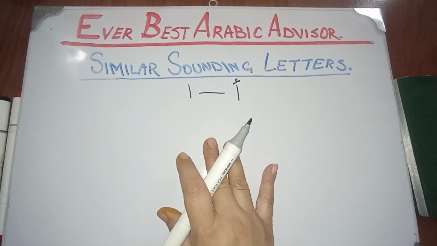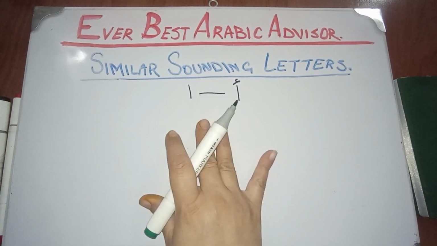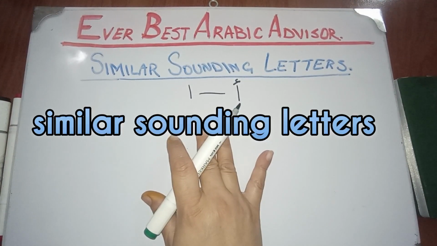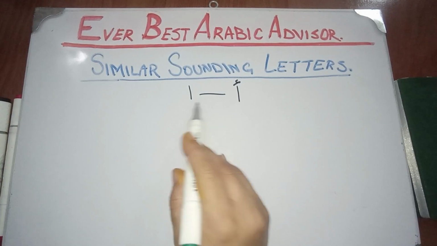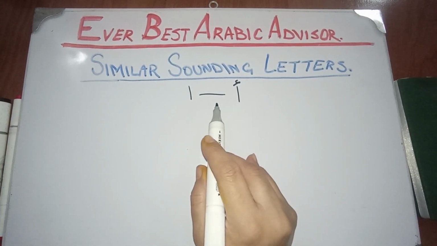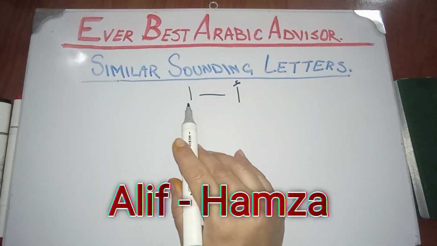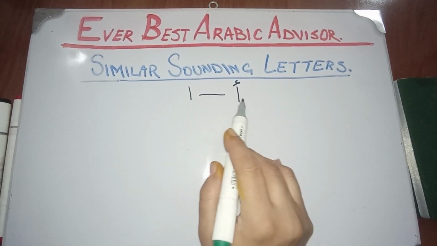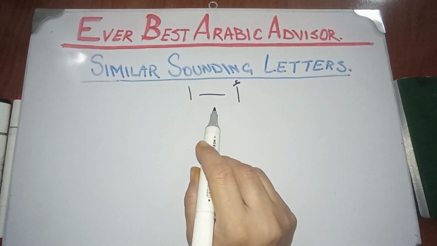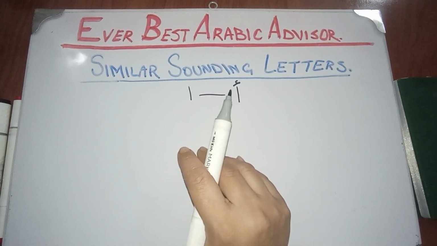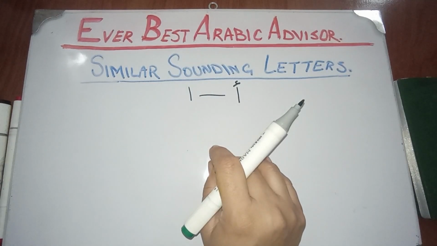We have started a series of learning the similar sounding Arabic letters which have the same sounds but actually they are different. We have done 6 lessons so far. It's our 7th lesson. Here we will learn about the difference between Alif and Hamza. Alif is the first letter of Arabic alphabet and Hamza is the second last. But they are interconvertible. We have discussed it already in my series of Arabic letters.